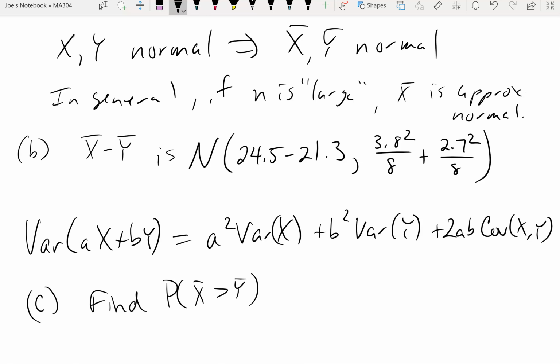Yeah, Sam. Is the problem saying they were independent, or was it? It says that they are independent, especially since we have random samples of everything.